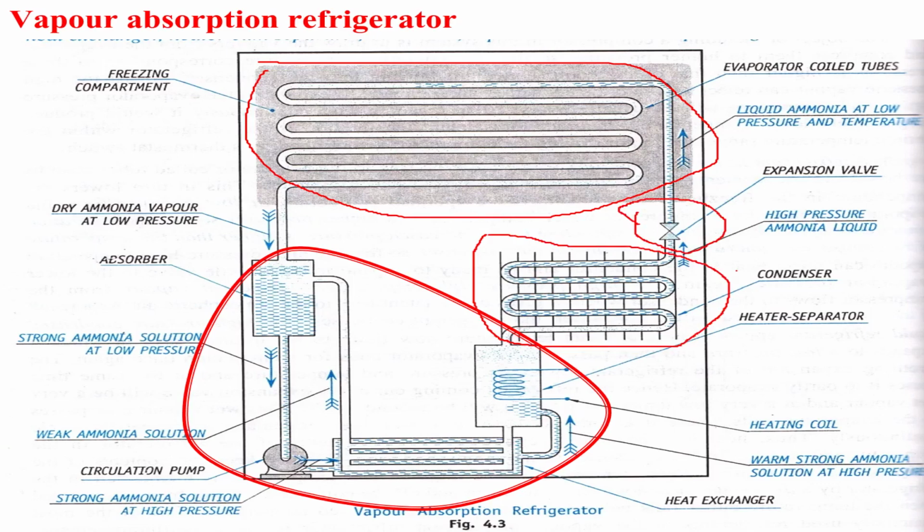But in place of the compressor, a separate arrangement is done. The compressor is replaced by this arrangement, which consists of an absorber. This is the absorber, a small pump, and this is a heat exchanger or a preheater, and this is the separator. This is called the separator. Okay.